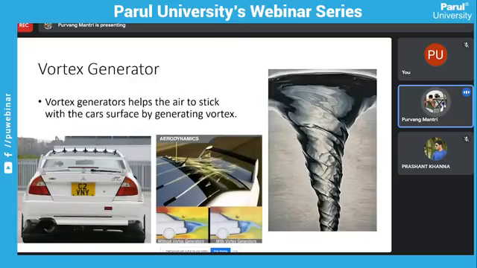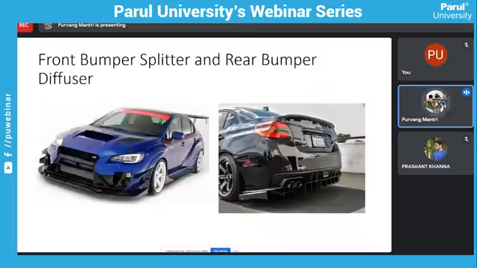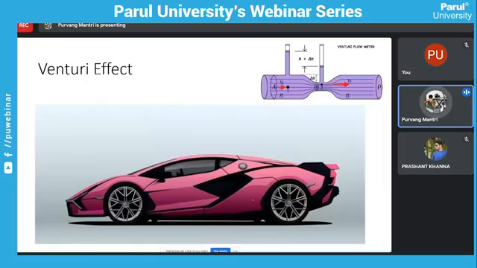Simultaneously, if you are adding such winglets on the front bumper, then it also generates downforce in a similar way. Then we have the venturi effect, which generates vacuum beneath the car, and with this vacuum effect it tends to pull the entire vehicle down. It generates enough downforce that even a Formula One car has to overcome downforce of three times its entire weight.